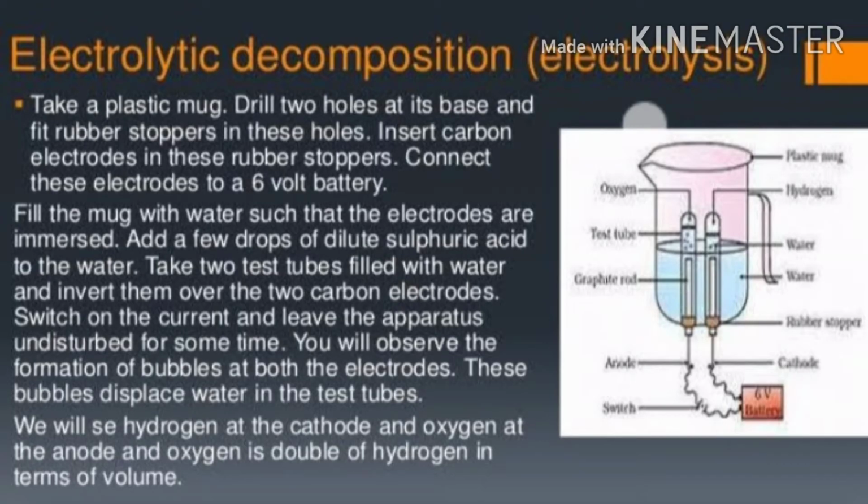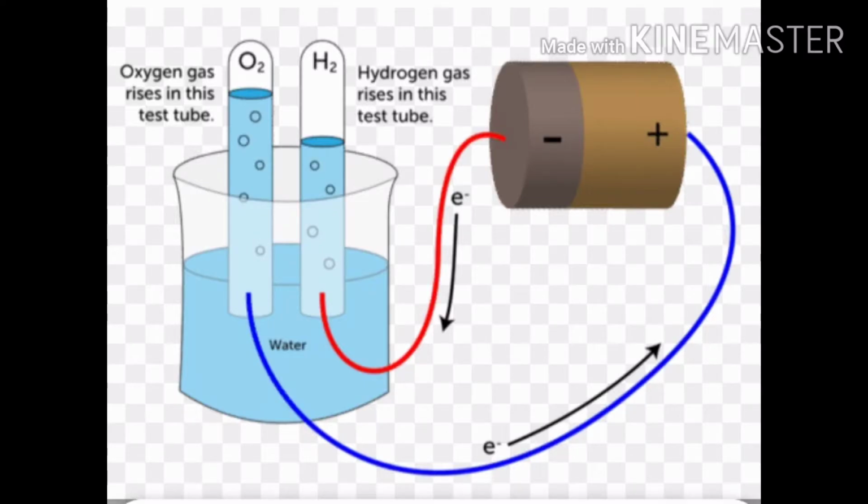The second type is electrolytic decomposition, in which a single reactant is broken down into two or more products with the help of electricity. Let us talk about electrical decomposition of water using an electrolytic tank. In this, water gets split into hydrogen gas and oxygen gas at different electrodes, that is, hydrogen at the negative electrode or cathode, and oxygen at the positive electrode or anode.